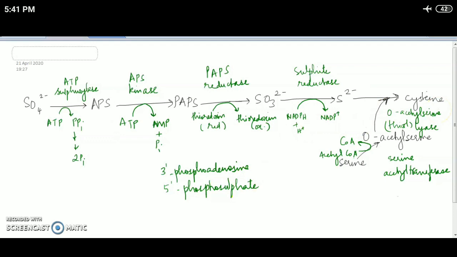So in this process, if you see, the sulfate which was present outside, extracellular sulfate in the environment, was first made intracellular, converted into APS, PAPS, sulfite, sulfide, and finally combined with a form of serine called O-acetylserine, to form cysteine. So here sulfate, which was extracellular, has been incorporated. It has been converted into an amino acid inside the organism. That amino acid is cysteine. That is why this type of reduction is called assimilatory sulfate reduction.